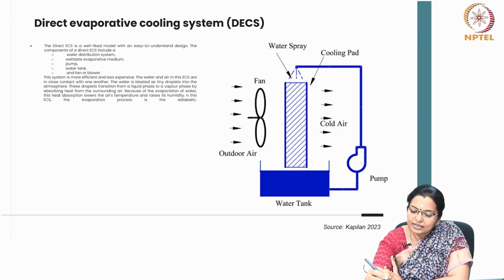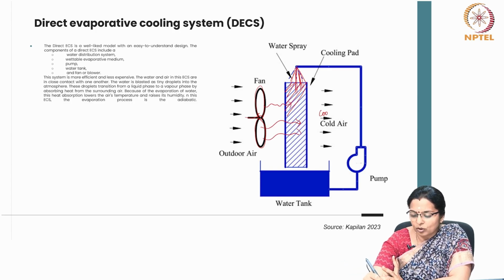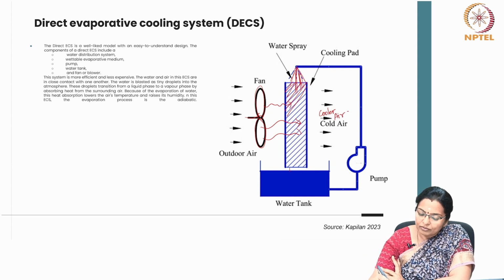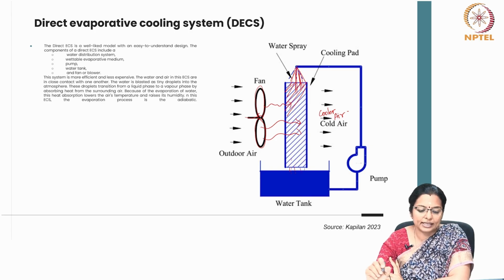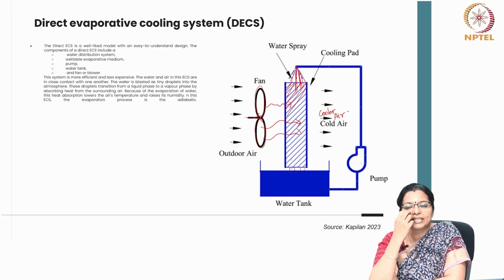So, there is a cooling pad here on which water is sprayed. The mist falls and makes the pad cool. There is outdoor air which is blown and sucked in, which passes through the cooling pad, resulting in cooler air on the other side. The water passing through the cooling pad is collected. So, this system is more efficient and less expensive.